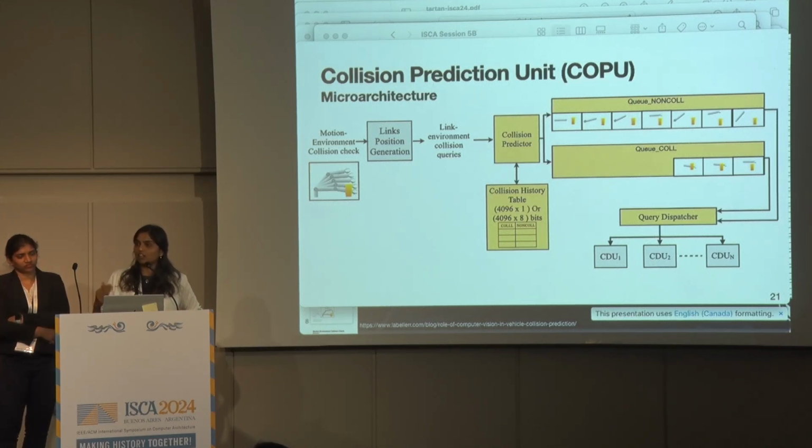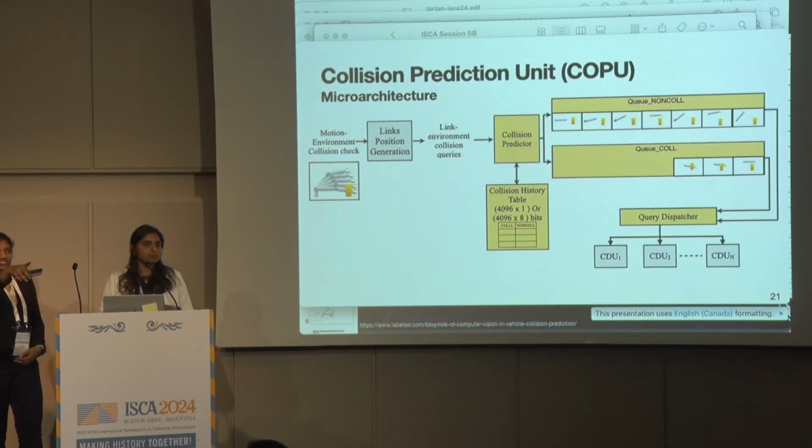So it is not like we are always updating the table with the outcome of colliding queries. There are also non-colliding queries. Definitely there is a bias that colliding queries are used to update the table more than non-colliding, but it also works in our favor because we basically want to predict whether it is colliding or not. So history about colliding queries is much more useful than non-colliding.